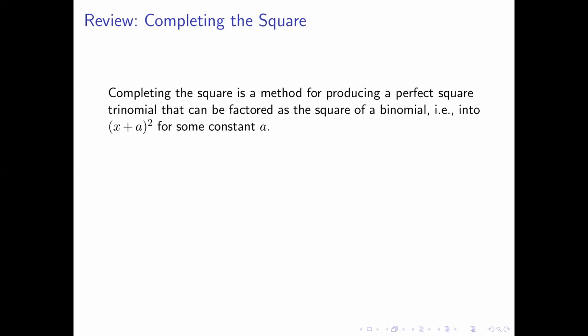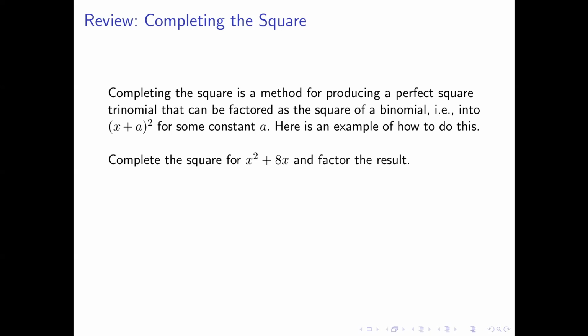To do this, let's recall how the method of completing the square works. What it does for us is to take a perfect square trinomial and allow us to write it as the square of a binomial, or rather, I should say, completing the square makes the perfect square trinomial, and then we can rewrite that by factoring into a square of a binomial. So here's how to do this. Let's say we have the expression x squared plus 8x. We're going to complete the square on this and then factor the result into the square of a binomial.